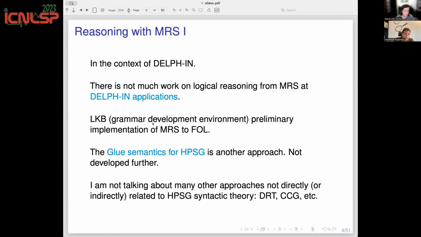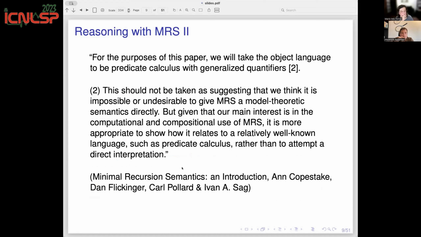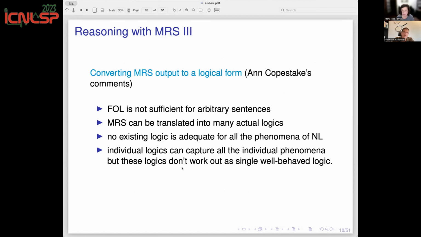And even in the paper that introduced MRS, the original paper from Copestake, Flickinger, Pollard and Sag, they have a footnote basically saying that it should be possible to provide some kind of direct semantics, a model-theoretic semantics for MRS, but that was never developed. Copestake recently also makes some points about the difficulty of going from MRS to any more concrete logical language. And we all know that, right?